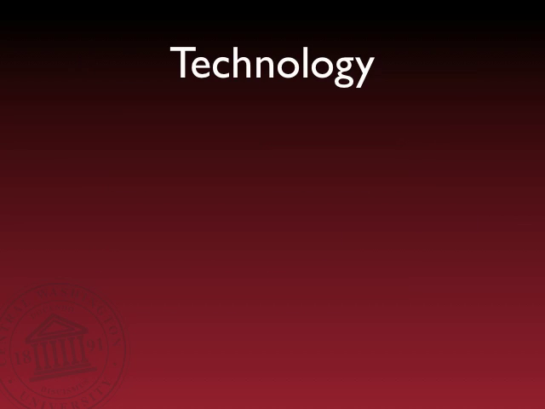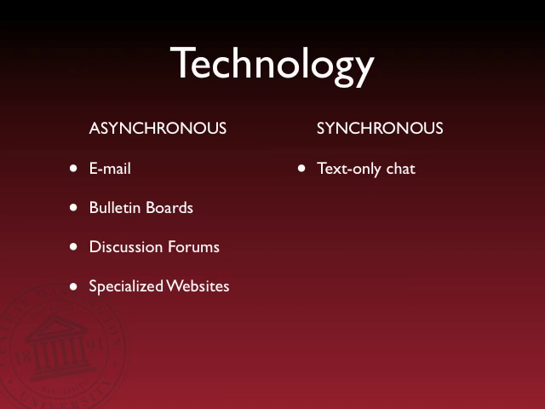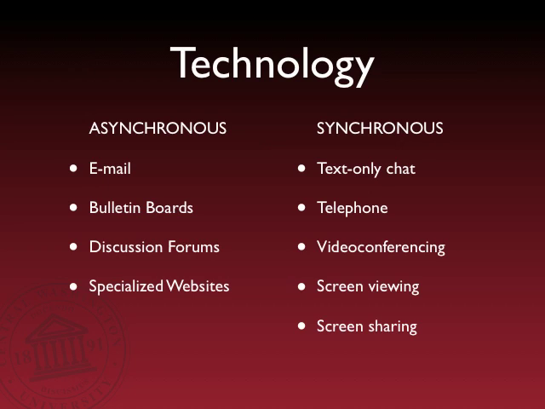Today, there are a number of possible methods of e-tutoring. Asynchronous methods include email, one of the easiest and most common methods, electronic bulletin board systems, discussion forums, or specialized custom database-backed websites. Synchronous methods include text-only chat, such as can be provided by instant messenger clients, telephone, traditional video conferencing, screen viewing, where one party can see but not interact with the other party's computer screen, or screen sharing, where both parties can interact with the displayed document regardless of whose computer it resides on.